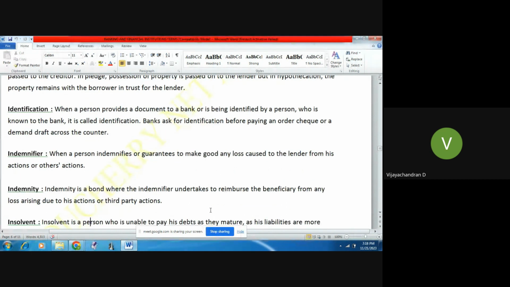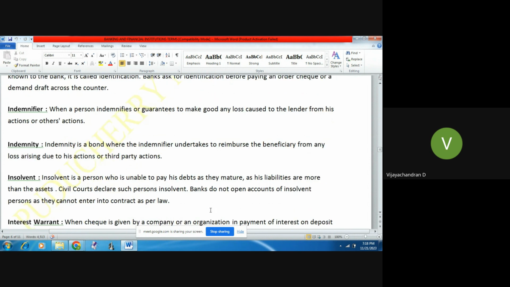Identification: a document to a banker, or to identify the person who is known to the bank. That is the proof. Before clearing the check, they need an ID card or Aadhaar card; that is known as identity. Indemnifier means what? The best example is insurance. Indemnifier means a person who is making good the loss. So the loss will be indemnified, it will be insured. That is known as indemnifier. The best example is an insurance company. Indemnity means it's a bond whereby the indemnifier undertakes to reimburse the loss. That is known as indemnity.